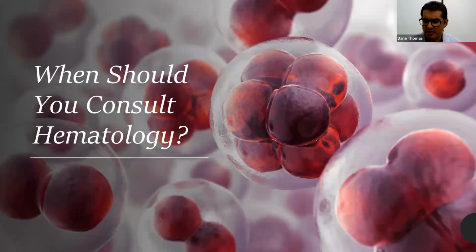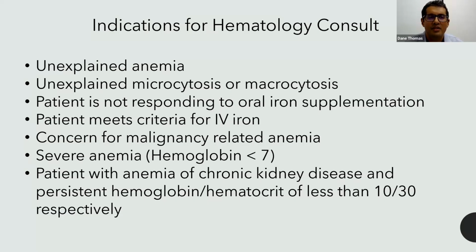So when should you consult hematology? Indications for a hematology consult include unexplained anemia, unexplained microcytosis or macrocytosis, a patient who is not responding to oral iron supplementation, a patient who meets criteria for IV iron replacement therapy, a concern for malignancy-related anemia, a patient with severe anemia with a hemoglobin of less than 7, and a patient with anemia of chronic kidney disease and persistent hemoglobin and hematocrit of less than 10 and 30 respectively.